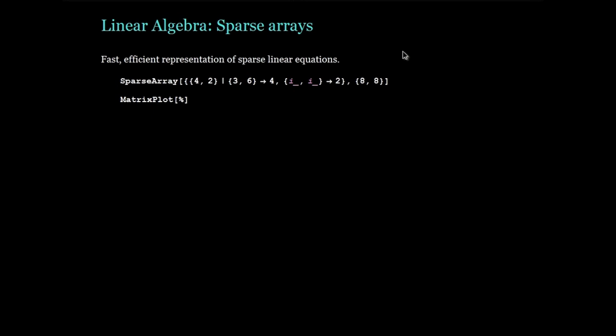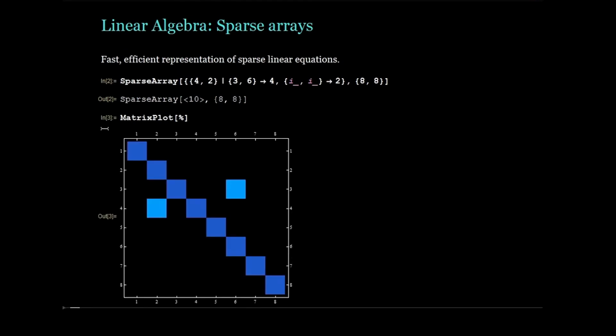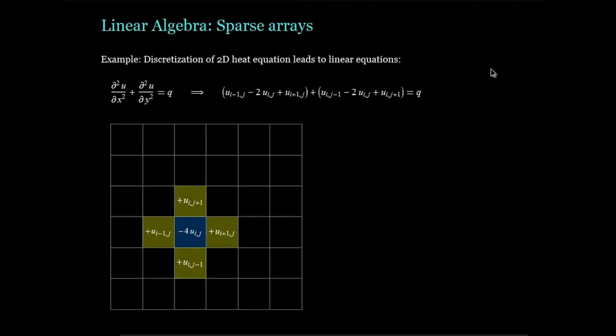An important special concept related to linear algebra is sparse arrays. These are efficient, specialized representations of matrices and other arrays in which most of the elements are 0 or some other background value. Here's how to directly construct a sparse array in Mathematica using a list of rules that specify where the non-zero elements are. You can see there are 10 non-zero elements in this 8x8 array. And here's a matrix plot of the resulting array. Sparse arrays are often useful in representing the structure of models of physical systems.